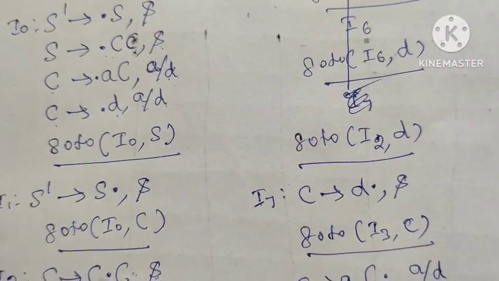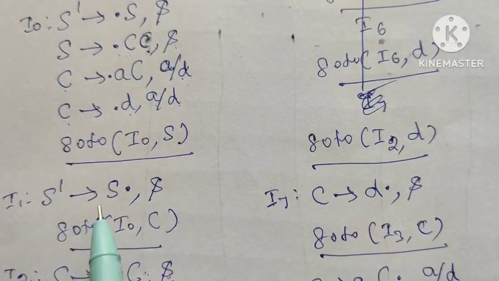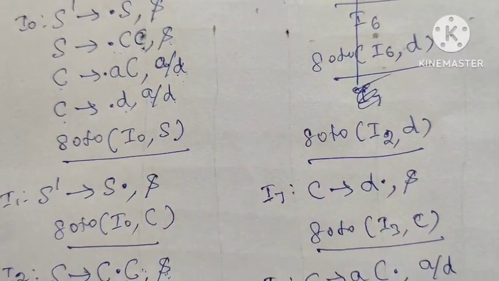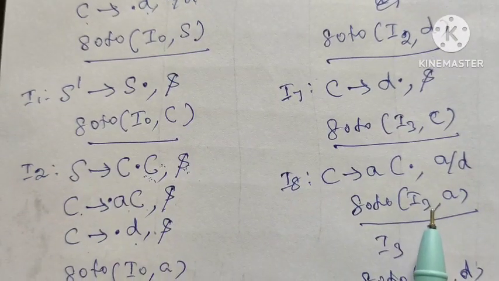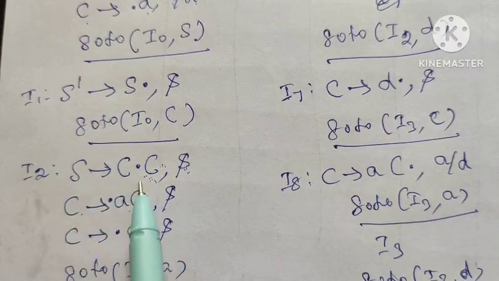Completely processed. Now come for I1. Okay, dot is at the end. No need to process this. We'll skip it. Now in I2, when you come here, dot is before C. We have to process this. So go to of I2 comma C.